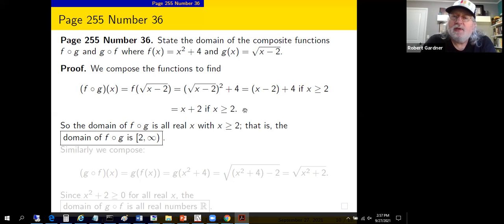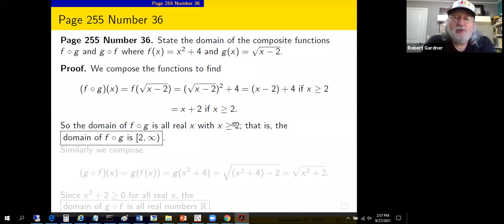-2 plus 4 is +2, so this reduces to x plus 2, and it still comes with a disclaimer that x is greater than or equal to 2. We can only take square roots of non-negative numbers, unless you let me use complex numbers, and that's not what we're doing at this stage. So the domain is all real numbers greater than or equal to 2, and in interval notation, that's the interval including the 2 with a square bracket to infinity.